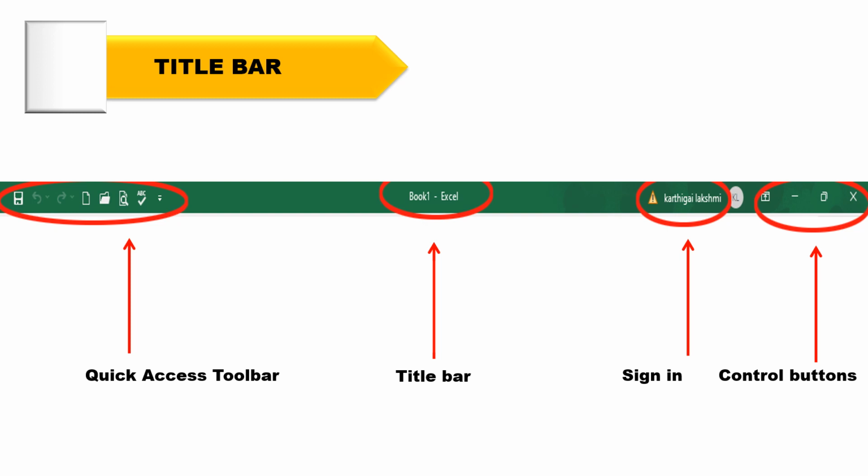It has the quick access toolbar on the left. On the right, we have a button for signing in and the control buttons for minimizing, maximizing and closing the worksheet. In the center, we have the title bar. The title bar has the name of the workbook and the application that is used to work with the workbook, that is Excel.